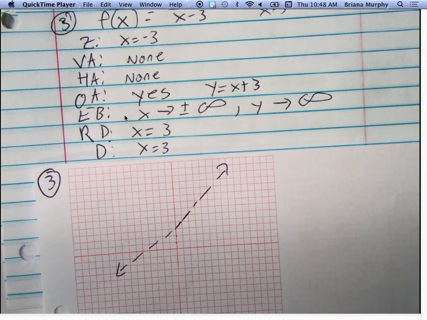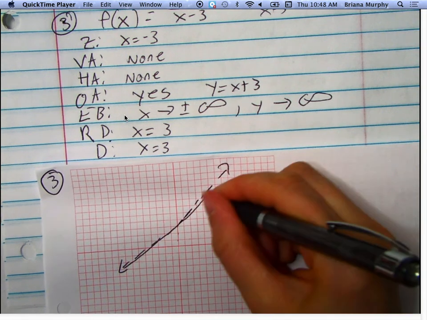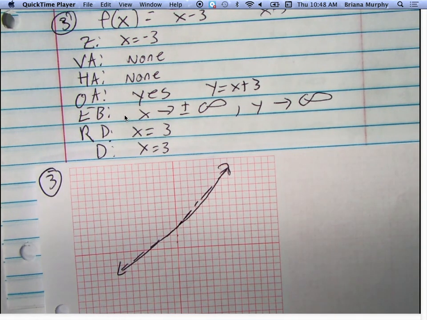Okay, quiet please. So, when we graph this, it has an oblique asymptote, which basically means it's going to be this line. And that's it. All right, guys. Please make sure you do your homework.